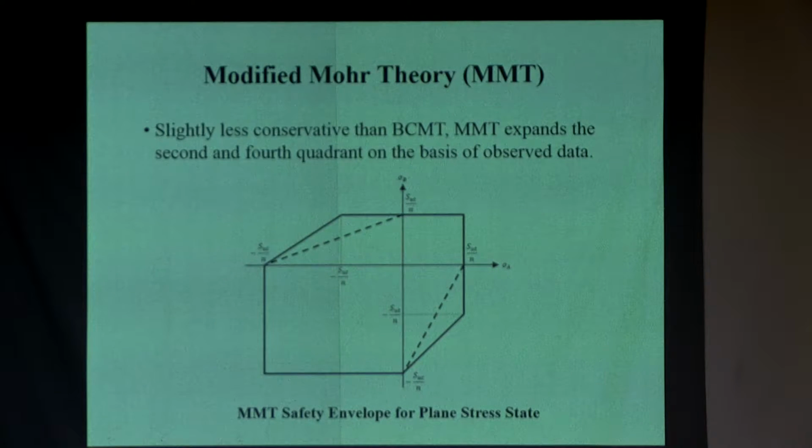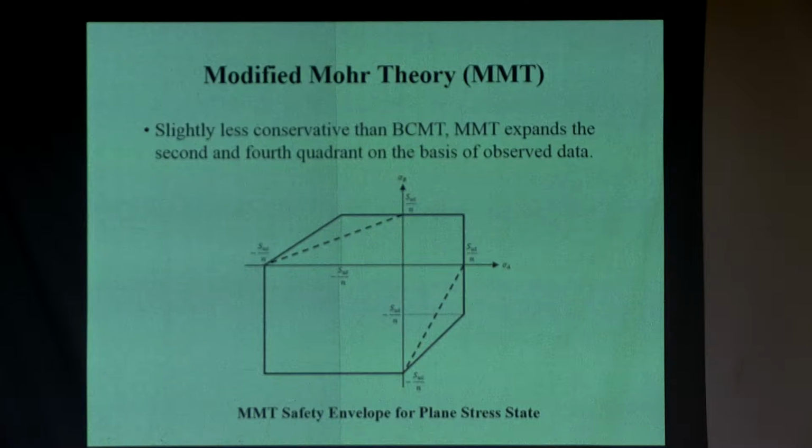And then the brittle Coulomb-Mohr theory is modified into another theory, and this is called the modified Mohr theory. This will be the last one we do, and it's slightly less conservative than the brittle Coulomb-Mohr theory. The modified Mohr theory actually expands the second and the fourth quadrant, and this is based on what they see happen out in the real world.